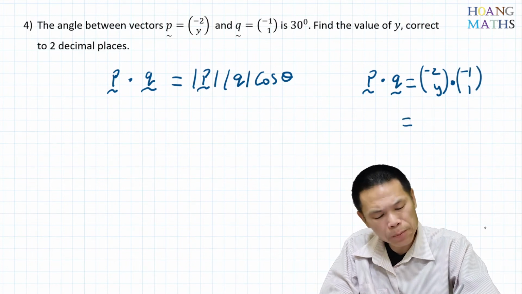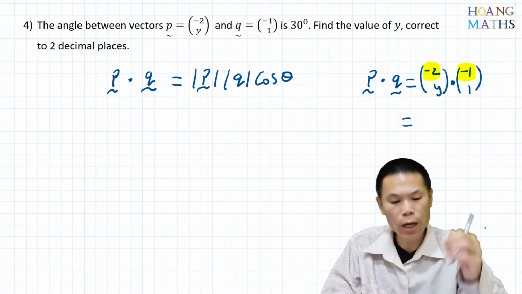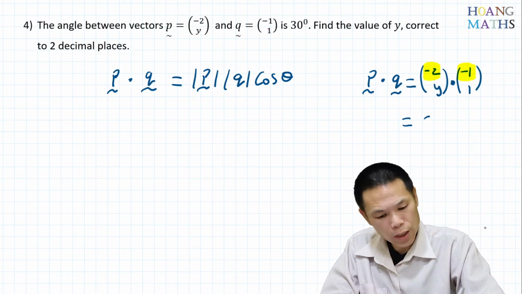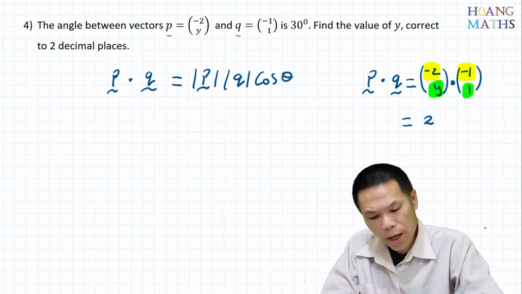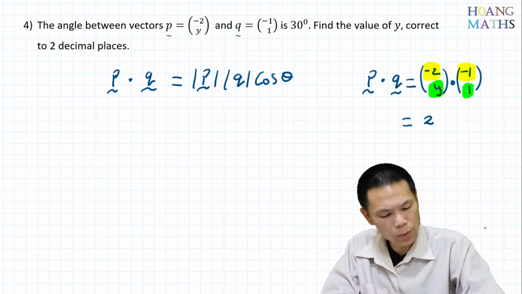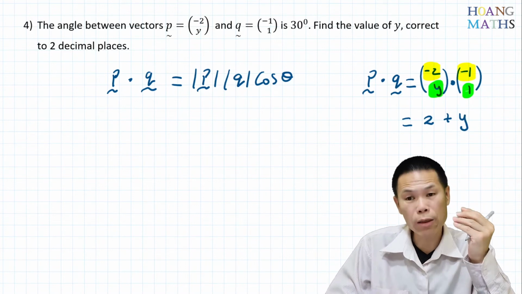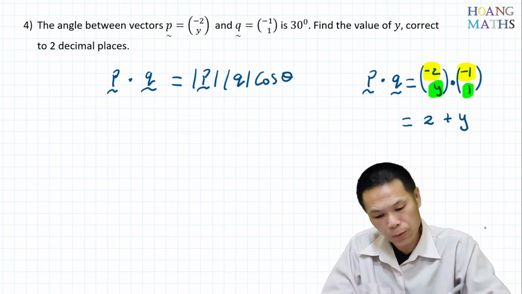Which is times the x components together. So negative 2 times negative 1 is 2. And then the y component, y times 1 is y. So we just add them, so there you go. Then we just need to work out the magnitude of p and q.